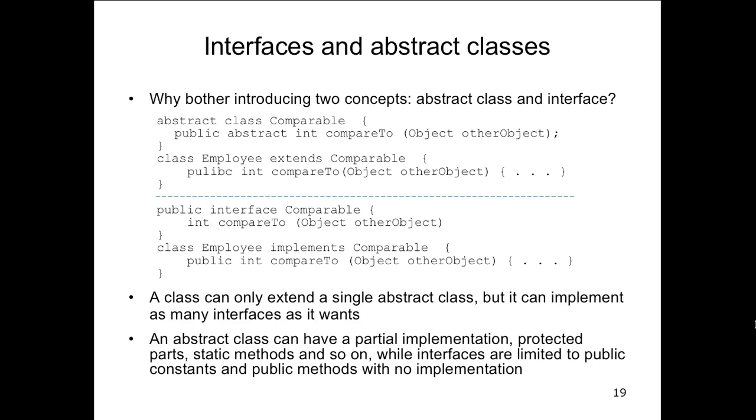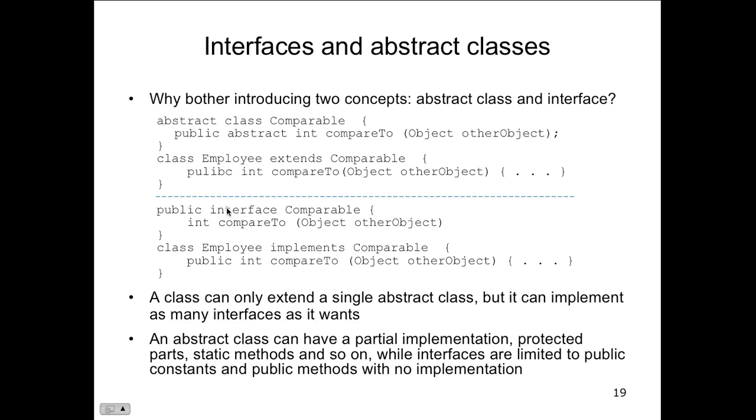Interfaces and abstract classes. Why bother introducing two concepts, abstract classes and interfaces? Abstract class Comparable. That's what we learned last week, where we have an abstract method compareTo that has Integer as the return type. And then we have class Employee that extends Comparable. This is last week. I don't know if this was last week or the week before. It was one of the previous lectures when I talked about abstract classes. Now we've got public interface Comparable.